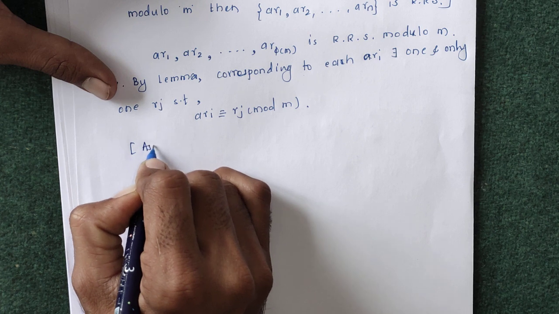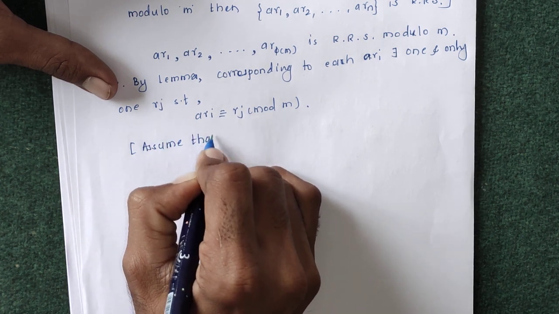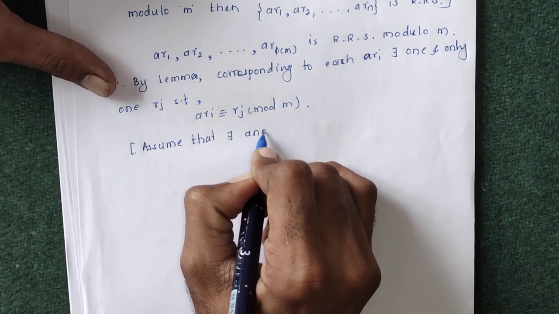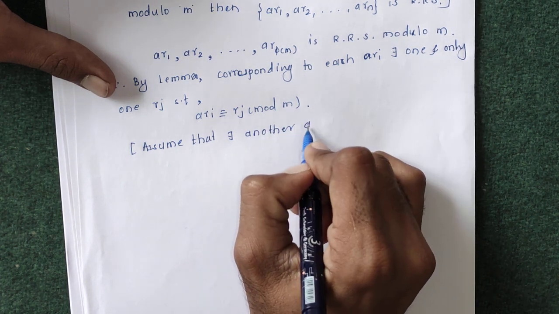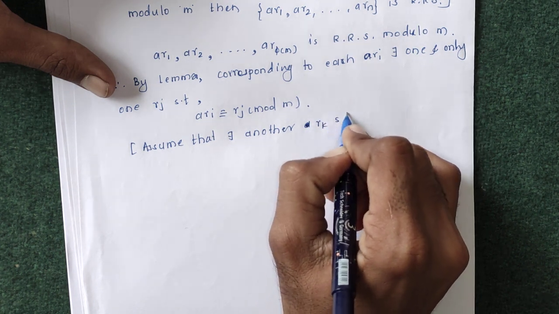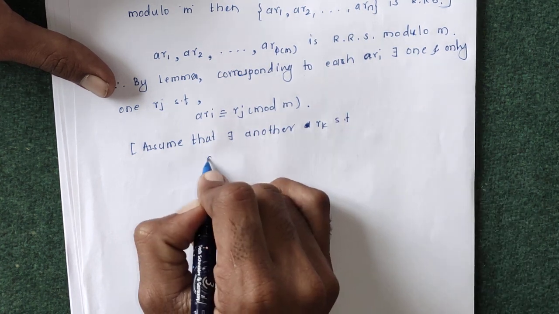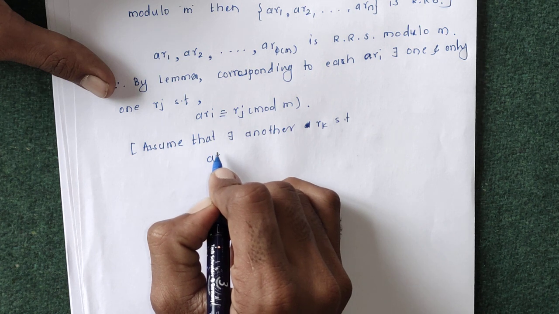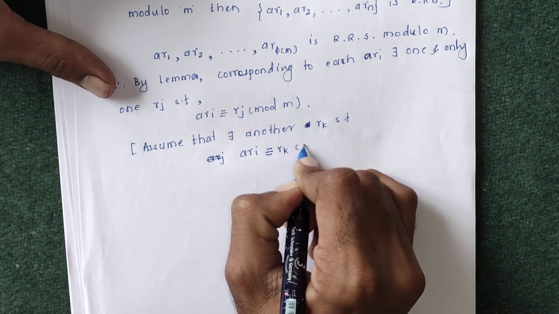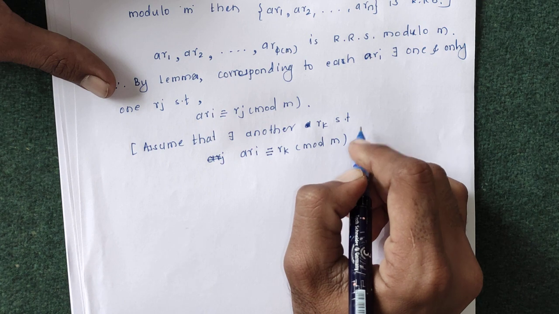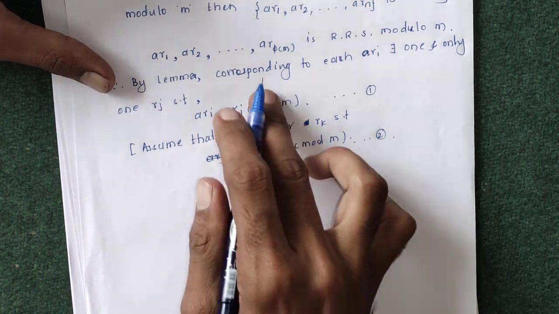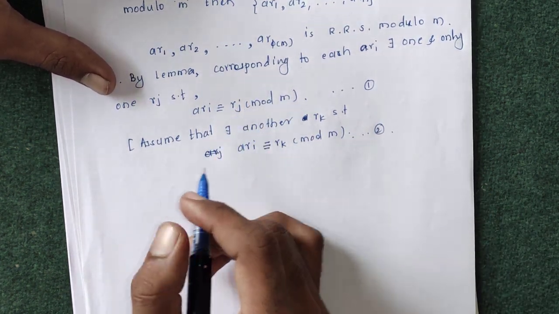Suppose, assume that there exists another Rk such that aRi is congruent to this Rk under modulo M. So if you take the first as equation number 1 and this as equation number 2, from equations 1 and 2 we apply the definition of congruence.